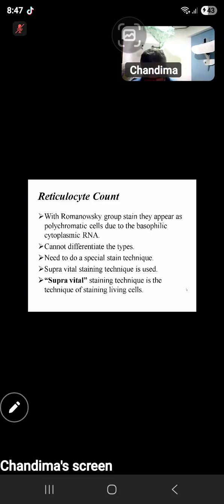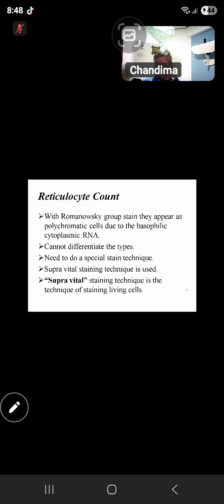Right. In a normal situation, with the Romanowsky stain or the common one, Leishman stain, we can see the reticulocytes as purple or slightly purple colored cells due to the RNA remnant present in the reticulocytes. Reticulocytes are immature cells. They appear as polychromatic cells due to the RNA in the cytoplasm. But they cannot be clearly differentiated, right? So it is somewhat difficult to differentiate the reticulocytes, but roughly you can say the patient has a higher number of reticulocytes in the circulation.